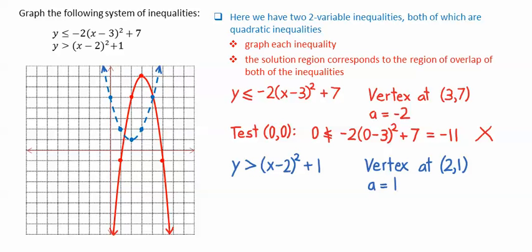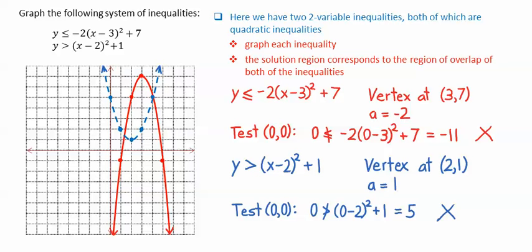However, again, we can use a test point to confirm this. Using the point 0, 0, 0 greater than 0 minus 2 all squared plus 1, which is equal to 5. 0 is not greater than 5. Therefore, we would not shade in the region containing this point. Again, this simply confirms that we would shade in the region above this parabola.